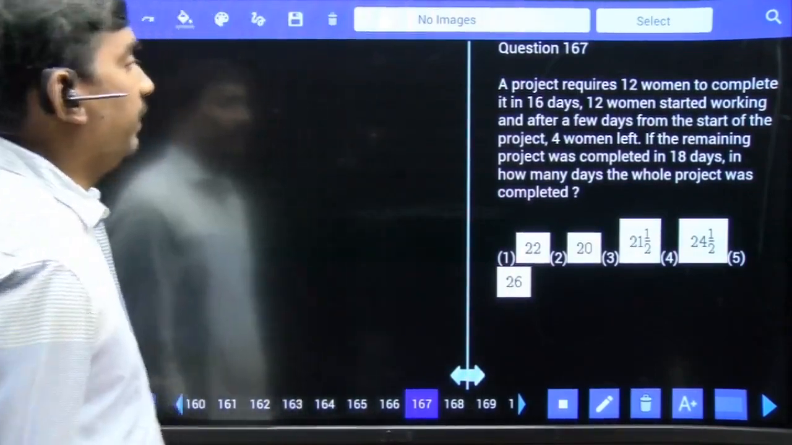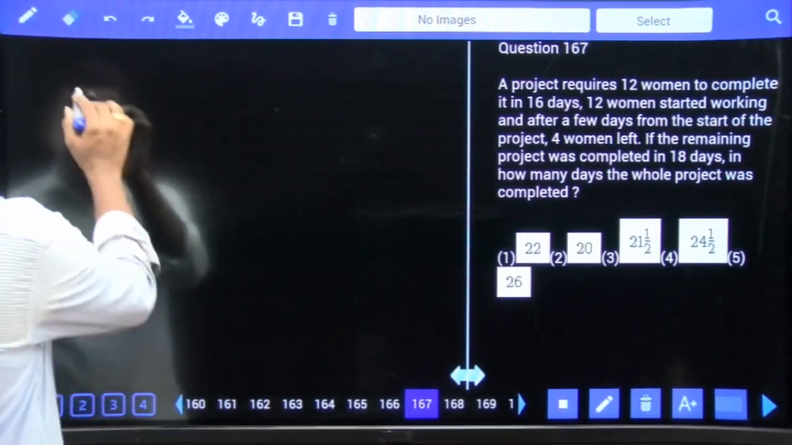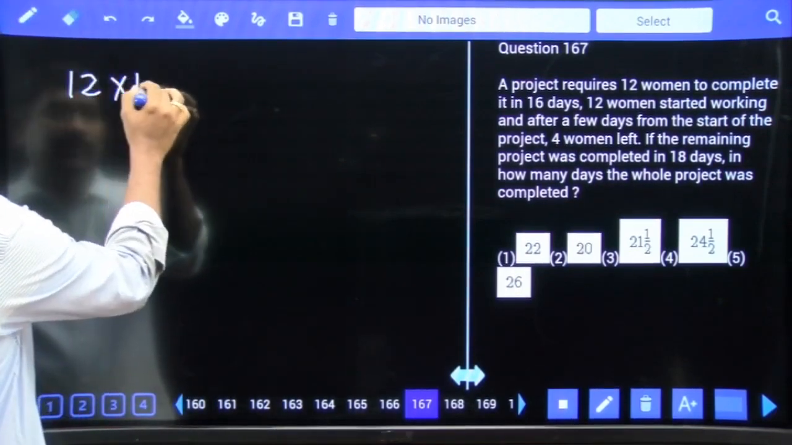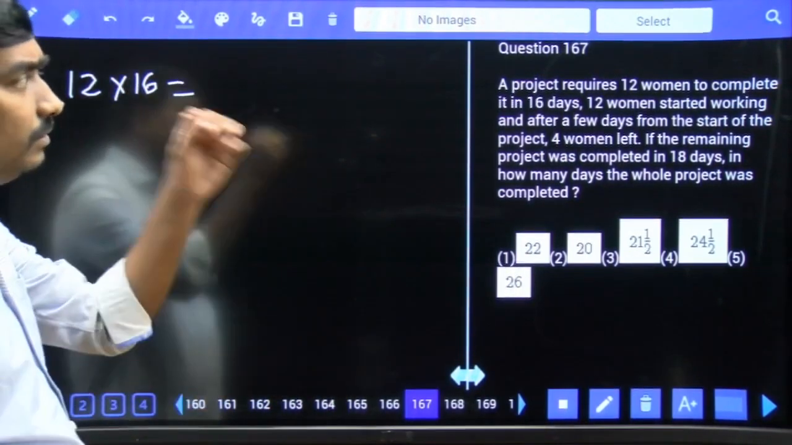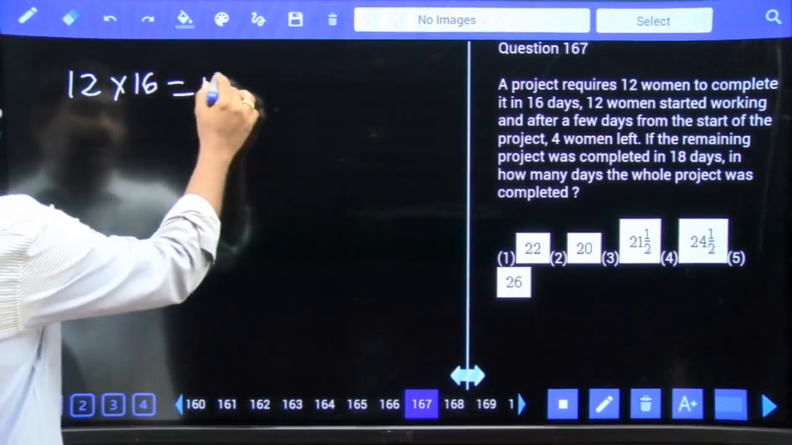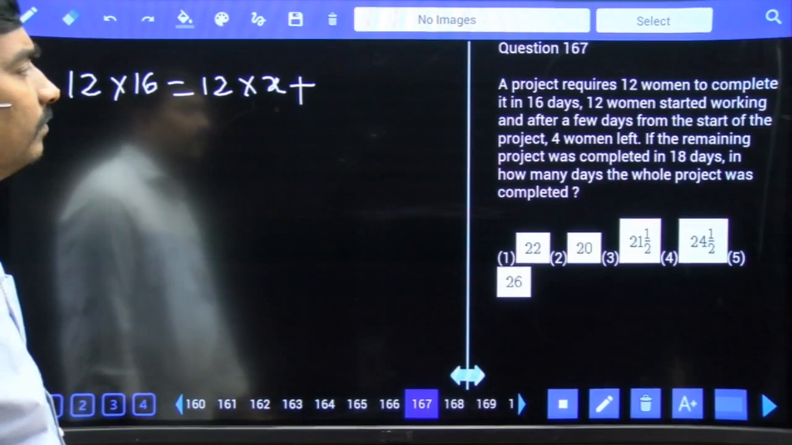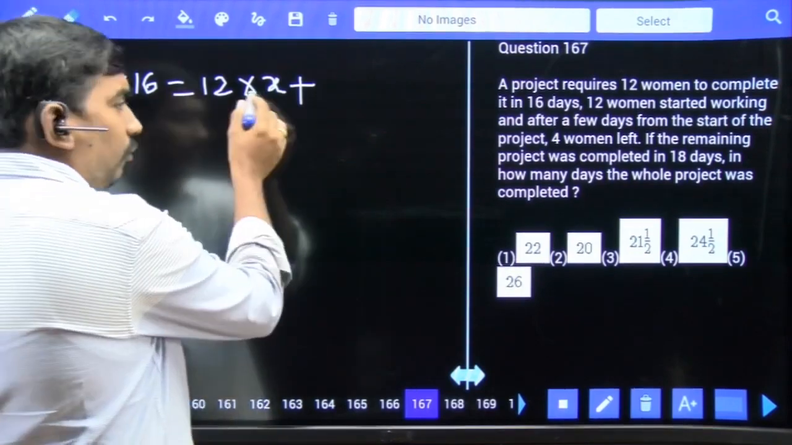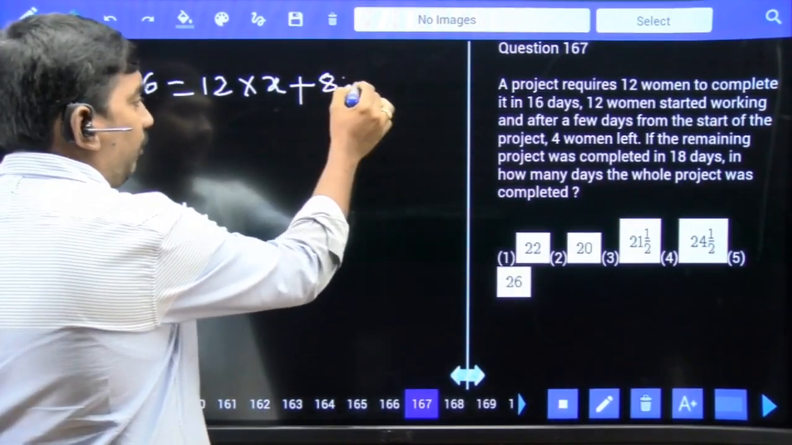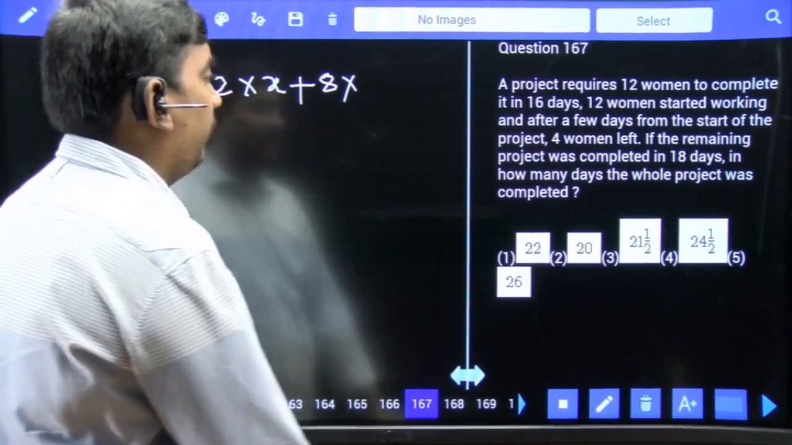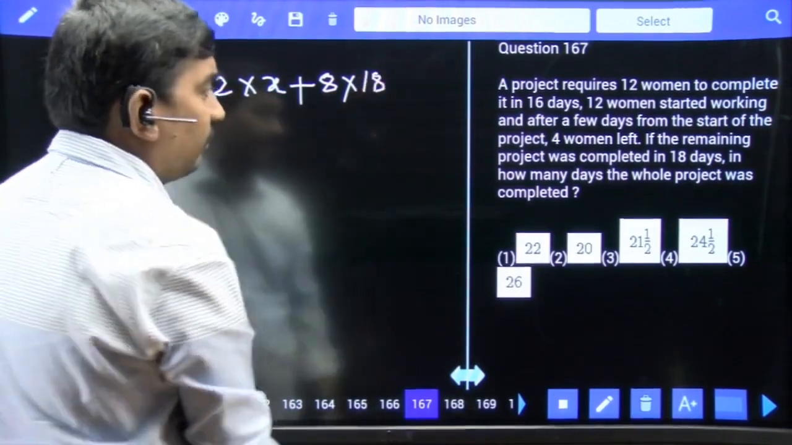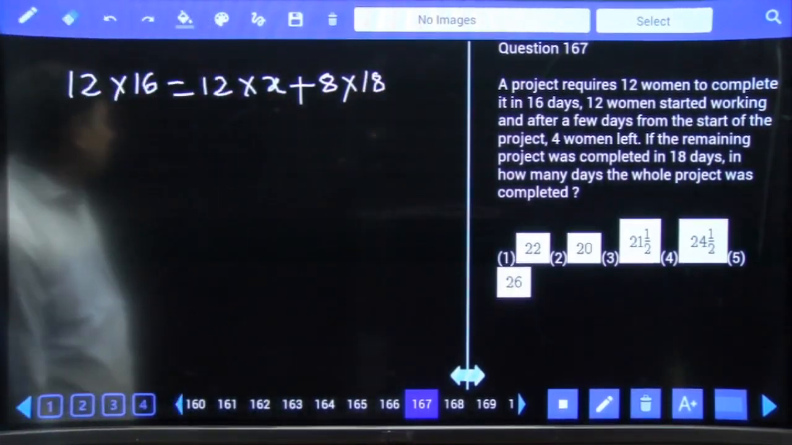A project requires 12 women to complete it in 16 days. 12 women can do the work in 16 days. 12 women started working and after a few days, meaning after x days, 4 women left. Out of 12 women, 4 women left, so the remaining 8 women can do the remaining work in 18 days. In how many days was the whole project completed?